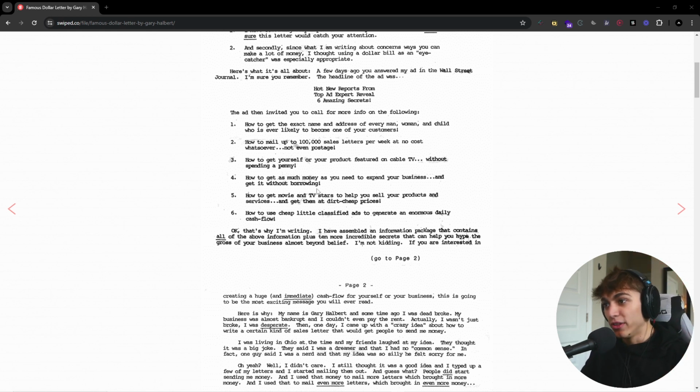So next bullet: how to get as much money as you need to expand your business, and get it without borrowing. This one is almost literally the exact same as the one right before. So again, what's the problem? These bullets are just problem-solving questions. So let's look: how to get as much money as you need to expand your business. Well, what's a problem in their life? They want to grow their business. They need money to scale that business.